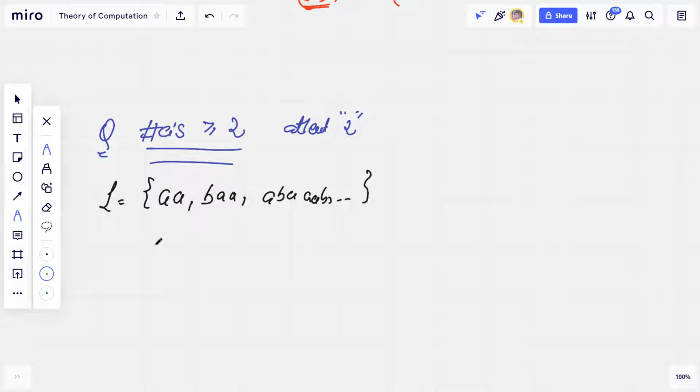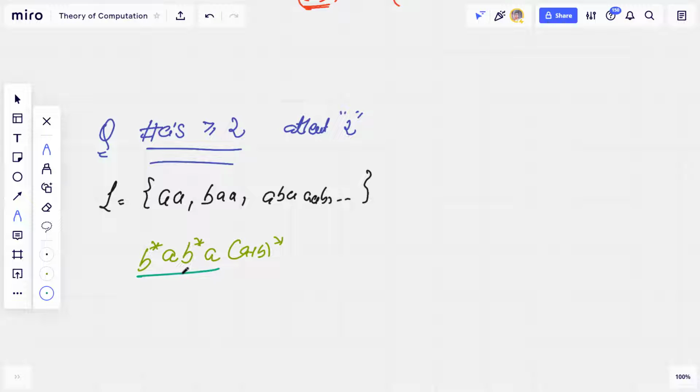First make sure 2 A's come, and after that any number of A's can come. So basically, any number of B's followed by A, followed by any number of B's, followed by A, followed by any number of A's or B's, right? So this part makes sure 2 A's come. Let me get any number of B's until I see 2 A's. Okay, so that's what I mean.